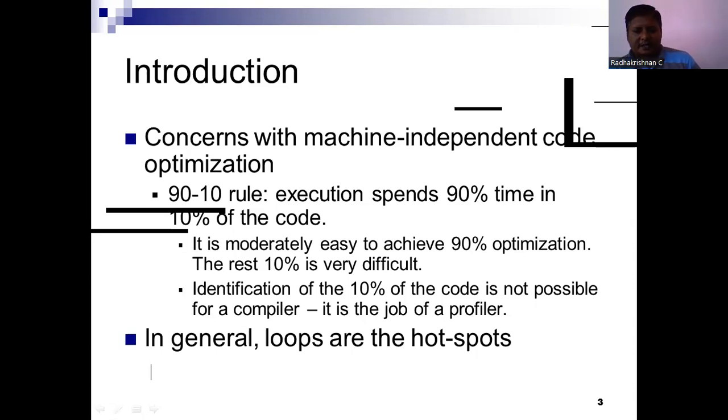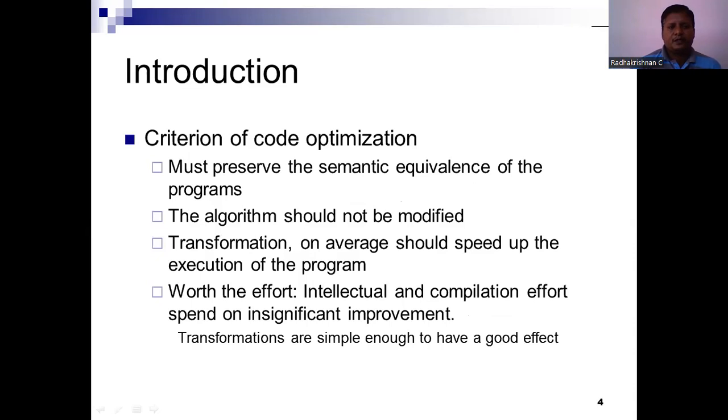So identifying this 10% of code is not possible for a compiler. It is a job for the profiler. The profiler's work is to increase the efficiency. That is our part. In general, loops and hotspots present in the 10% are not possible for the compiler to achieve.